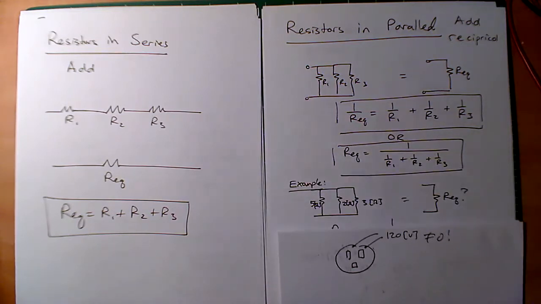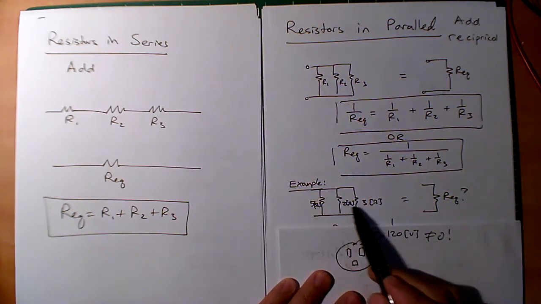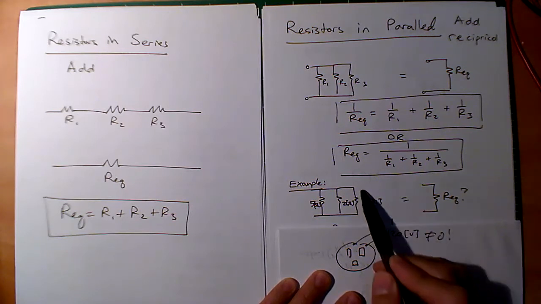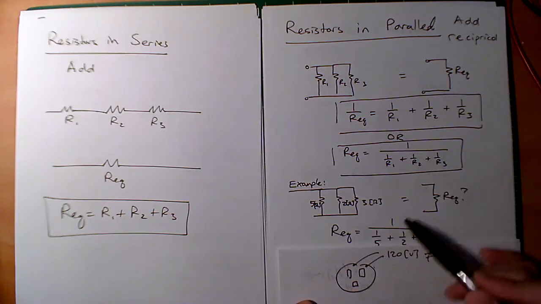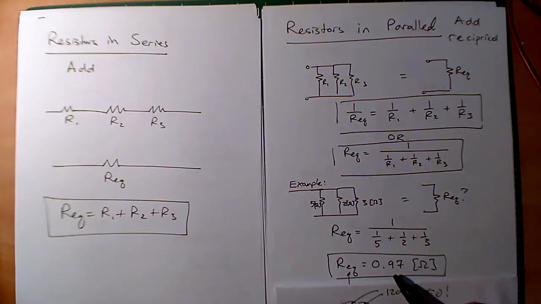Here's a very simple example. If I have 5, 2, and 3, and I want to find the equivalent resistance for this entire thing, I could use this formula, 1 over (1/5 plus 1/2 plus 1/3), and I get 0.97.